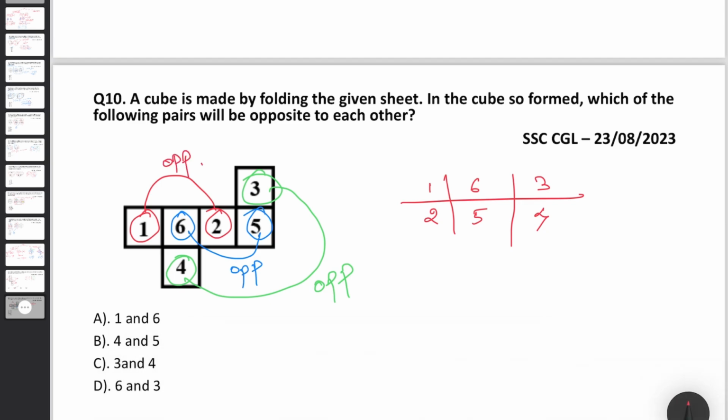So the question says 1 and the 6. No, the opposite face of 1 is 2, so that is not correct. 4 and the 5, it's not correct because the opposite face of 4 is 3. 3 and 4, yes, 3 and 4 is here. So 3 and 4 is the correct answer. 6 and 3 is not correct because the opposite face of 6 is 5. So the correct answer is C, 3 and 4.